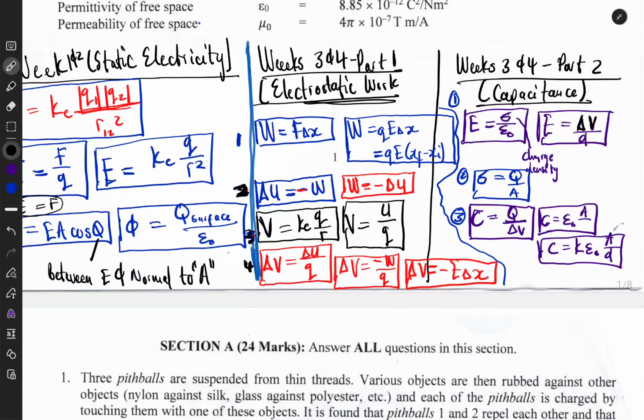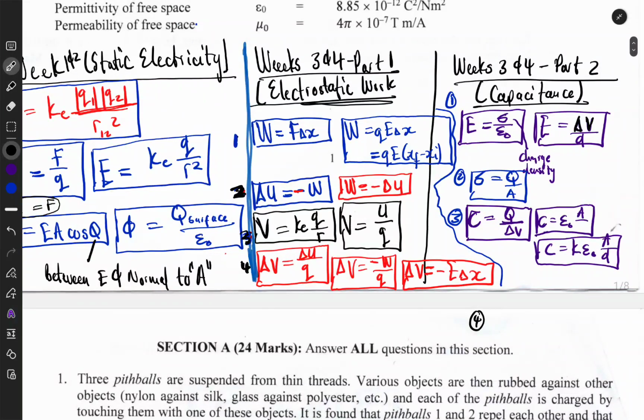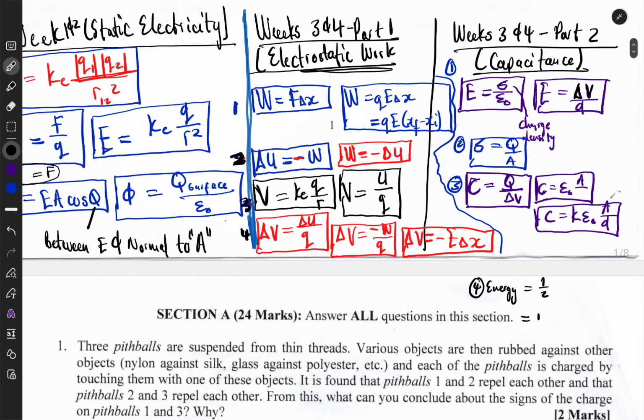Then the fourth one. In capacitance, you see how easy it is: 1 for E, 1 for sigma, 3 for C. Then the last one is for energy stored in the capacitor, and you'd be done. Energy has three versions. It is equal to half. Everything is half. Half, half, half.